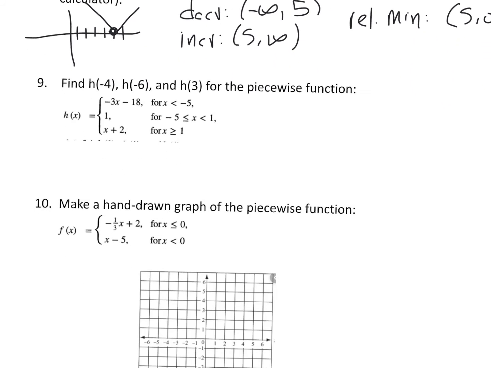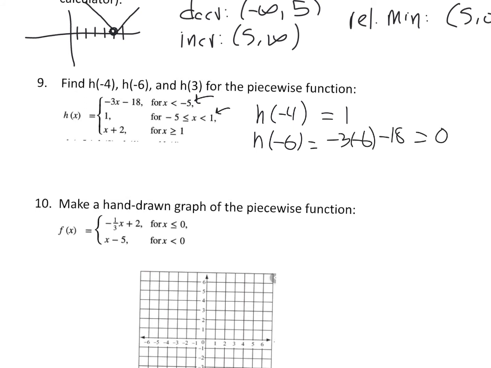Number 9, find 3 things here. Find h of -4, h of -6, and h of 3. First of all, h of -4, you have to figure out where it goes. -4 is between -5 and 1, so I'm going to plug it in that second one. There's nowhere to plug it in, it's just 1. The second part says h of -6. -6 is definitely less than -5, so I'm going to plug it in that top function. It's -3 times -6 minus 18. If you work that out, you get 0. H of 3 is bigger than 1, so I'm going to plug it in that bottom one: 3 plus 2, which is 5. So there are my 3 answers: 1, 0, and 5.